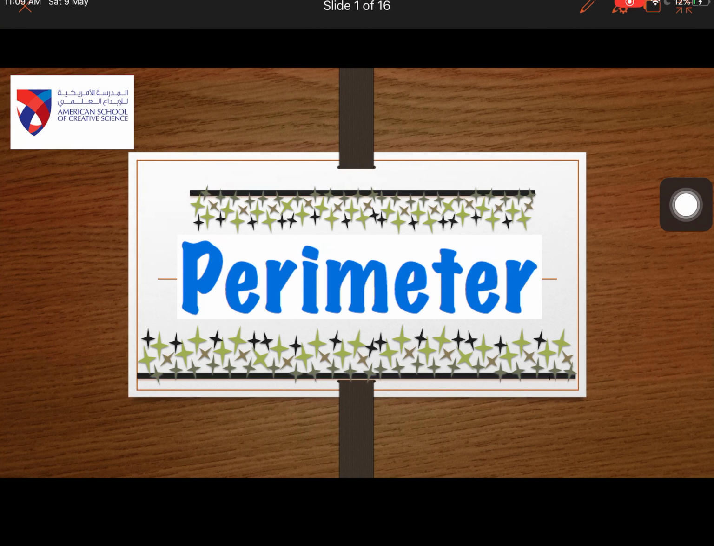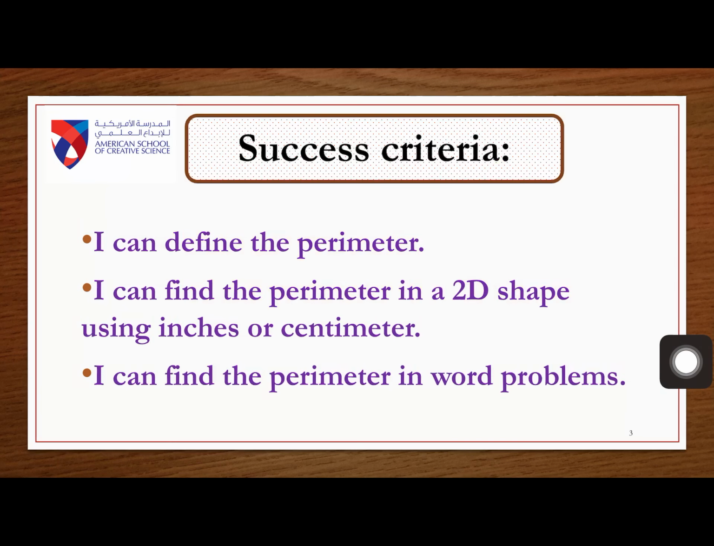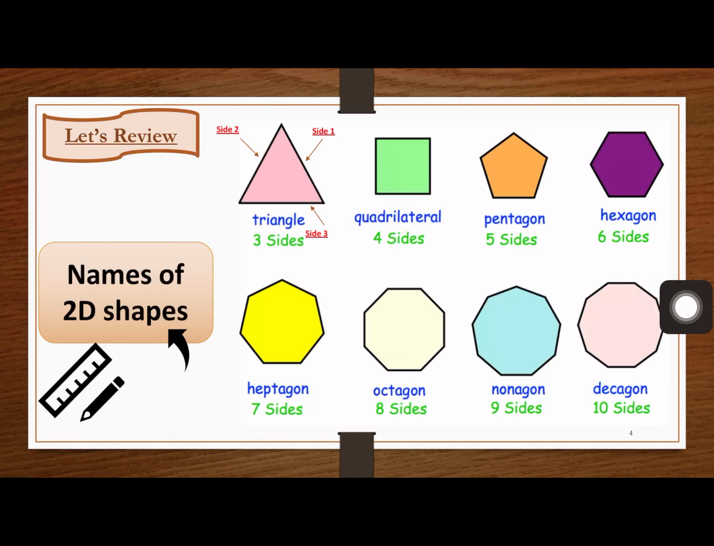Today we're starting a new topic, which is perimeter. Our learning intention is that at the end of this lesson, you will be able to estimate and measure the perimeter of polygons, which means shapes, using inches and centimeter rulers. Okay? So our success criteria is the following. I can define the perimeter. I can find the perimeter in a 2D shape using inches or centimeters. And I can find the perimeter in word problems. So you'll be able to do all this at the end of the lesson.